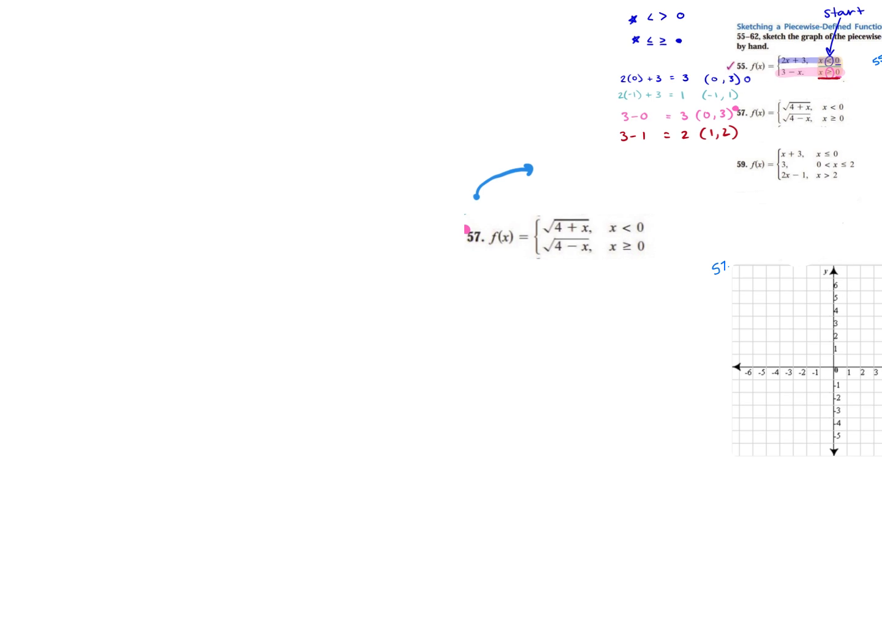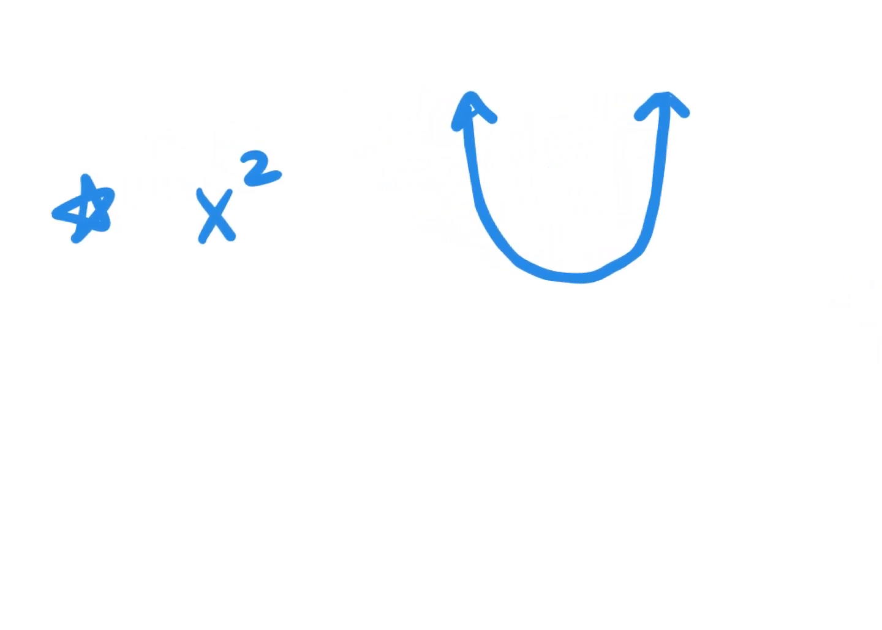We don't have any examples here, but let's say we had an x squared graph. So I'm going to take a pause from 57. But let's say we had an x squared graph. What's the shape of an x squared graph? A U, a parabola.